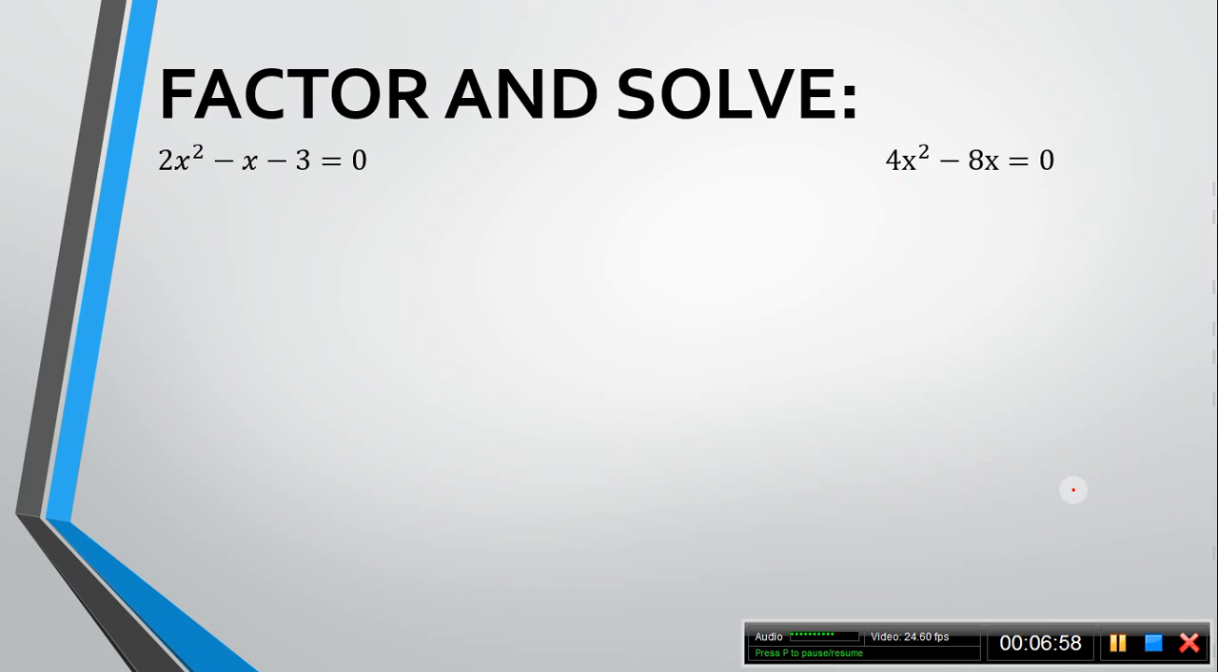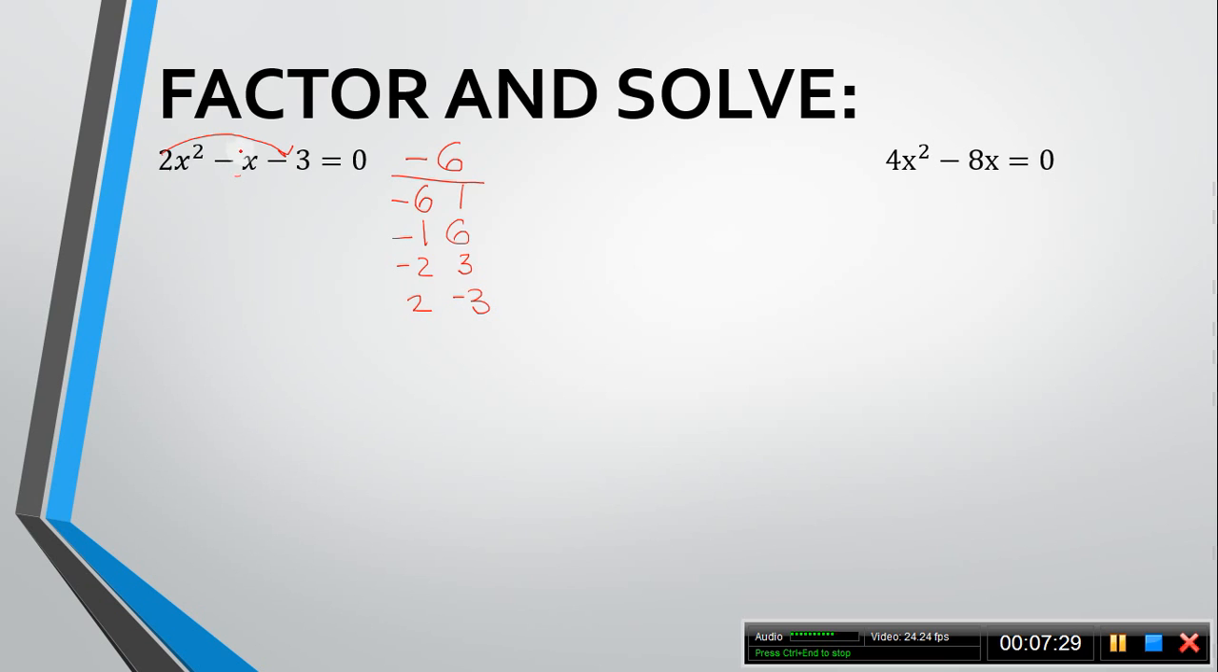Next kind of problems is the factor and solve problems. So first thing, if you remember, we always want to see, is there a GCF hiding somewhere? It doesn't look like it because I have a 2, a negative 1, and a negative 3. So what I'm going to do is use AC. So 2 times negative 3, which is going to give me a negative 6. So then I need to figure out my factors of negative 6. I have negative 6 and 1, negative 1 and 6, negative 2 and 3, and 2 and negative 3.